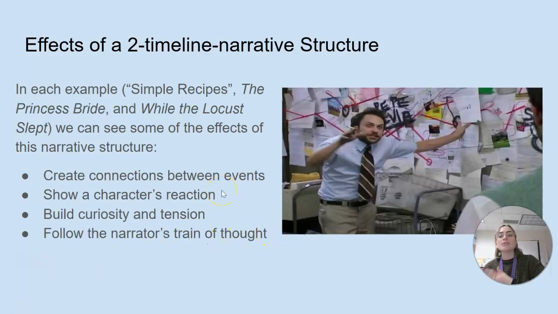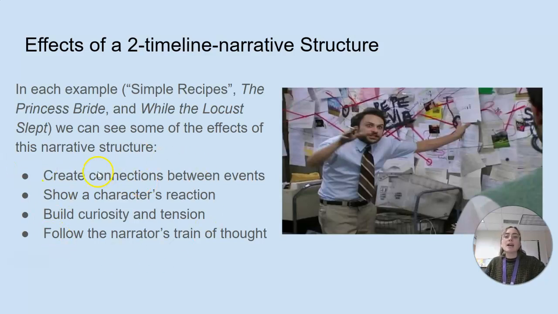Finally, it really helps us follow Peter's train of thought. So when you remember things from your childhood, you might not remember them exactly in chronological order from when you were youngest to when you were oldest. Different things stand out in our memories and feel more important to us or feel connected to other events. And so we really get to see Peter's thought process and his train of thought as he's telling us this important story of his childhood.